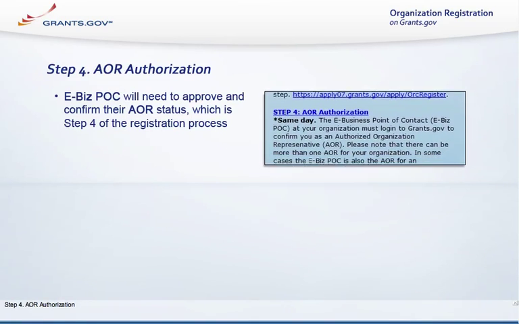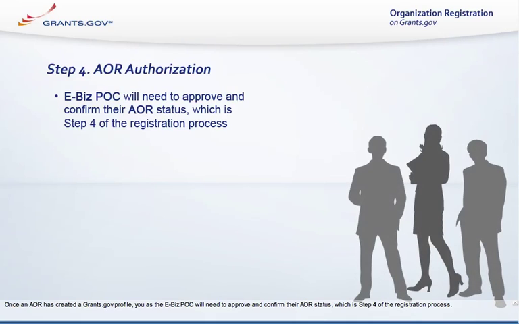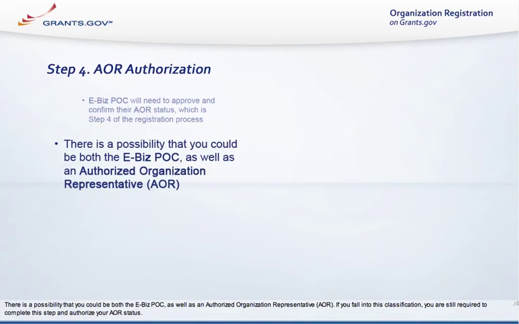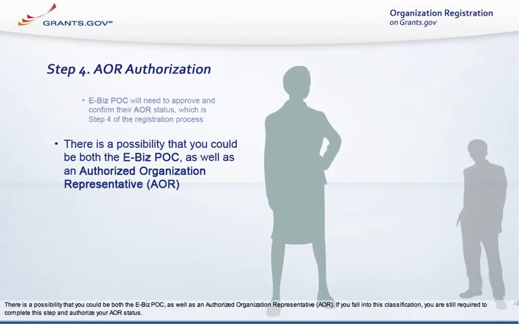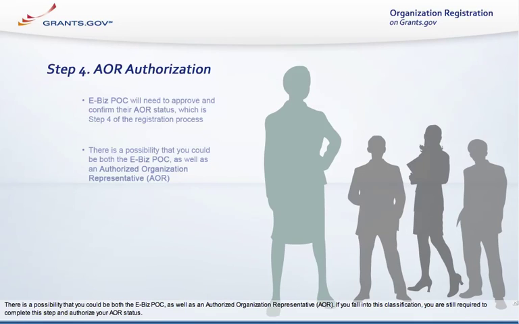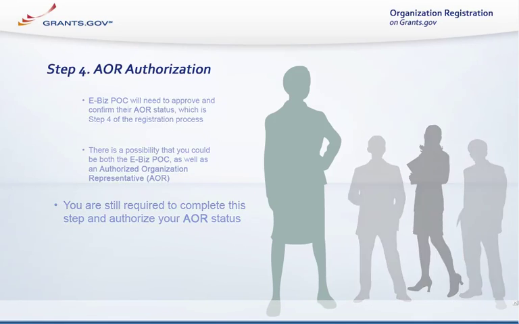Step 4. AOR Authorization. Once an AOR has completed a Grants.gov profile, you, as the eBiz POC, will need to approve and confirm their AOR status, which is Step 4 of the registration process. There is a possibility that you could be both the eBiz POC as well as an Authorized Organization Representative, AOR. If you fall into this classification, you are still required to complete this step and authorize your AOR status.